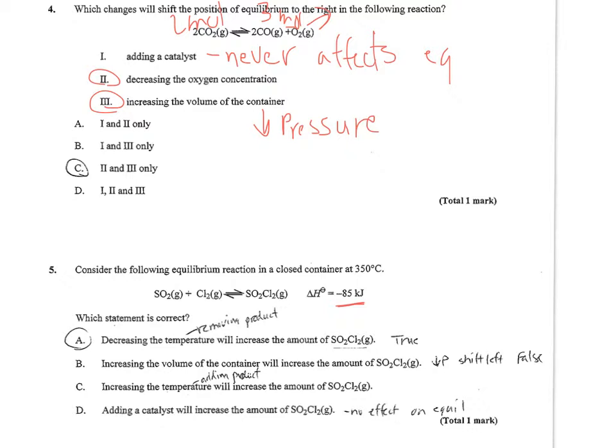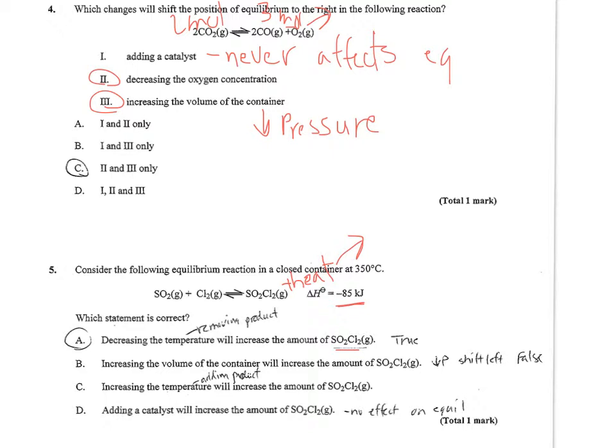Decreasing the temperature will increase the amount of SO2Cl2. This is product. And since it's exothermic, changing heat would be like changing a product. So decreasing temperature would be like removing a product, removing heat. So that's true. That would increase my amount of product.